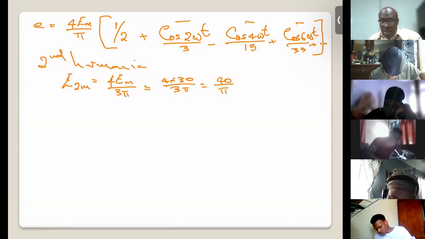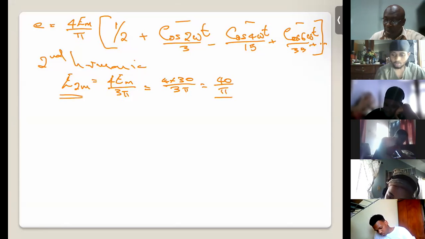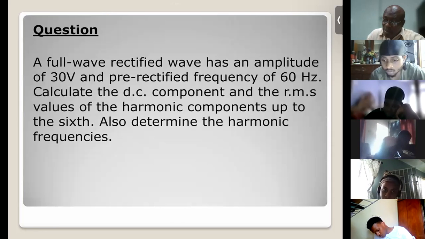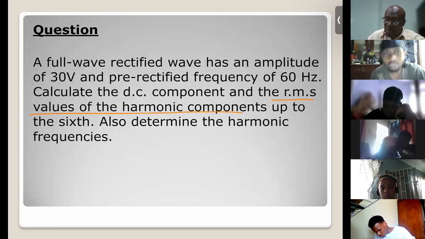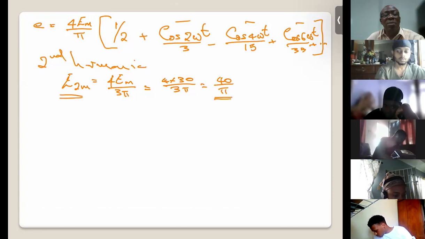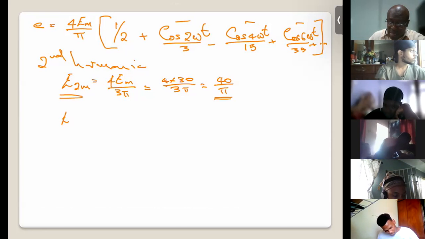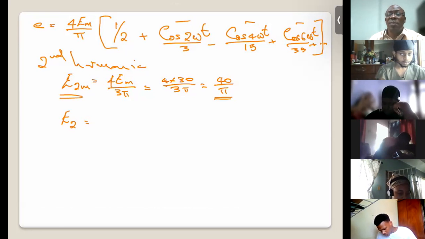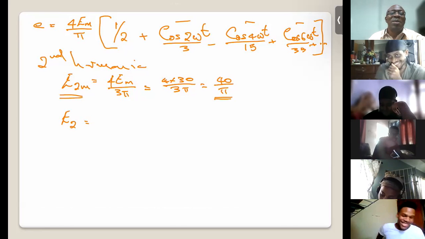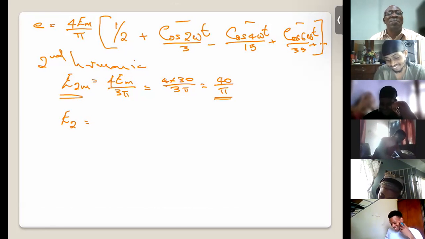So that will be E2M, meaning this is now the amplitude of the second harmonic. But what were we asked for? RMS values of the harmonic components. So if that is the amplitude, how do we find RMS? What's the relationship between amplitude and RMS, Mr. Bernard? I know you were going to jump on that one, but tell me, what's the relationship between amplitude and RMS?